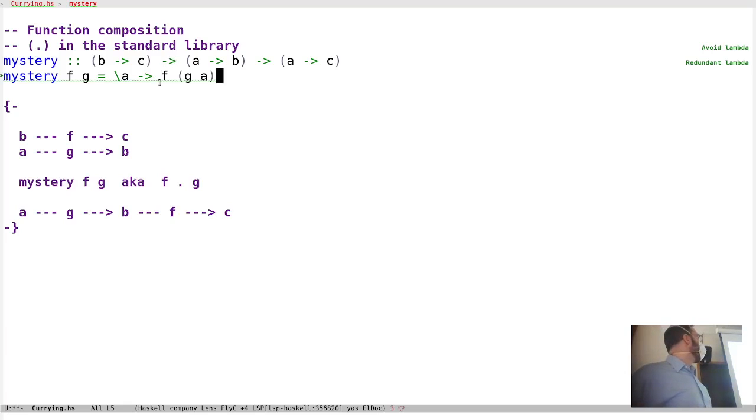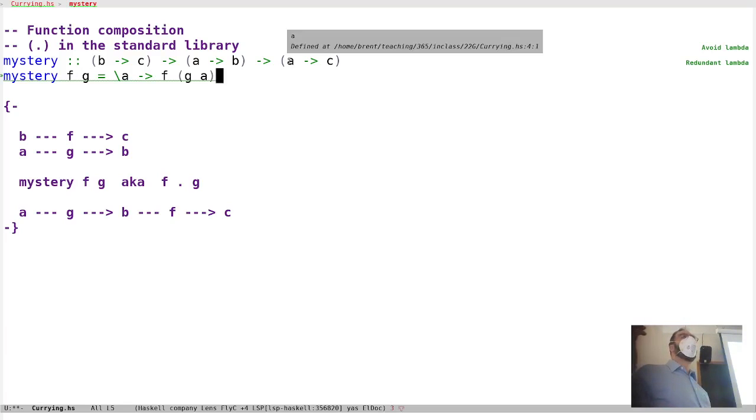Haskell can figure out what type it is because we said mystery should have this type. And so mystery FG needs to output something of type A or C. So if we write a lambda, it had better be something of type A that it's taking in. Now, this A could be anything. So when we use function composition, we can decide what type of functions we want to apply it to, and then A will be whatever we use for that. Does that answer your question? I'm not sure if I answered your question or not.